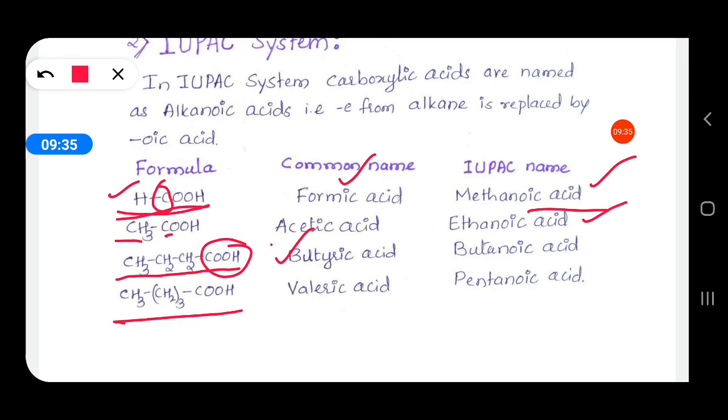In this example, 5 carbons are there in the straight chain. The common name is valeric acid and the IUPAC name is pentanoic acid. So the root name becomes pentane. E is replaced by oic acid, pentanoic acid.